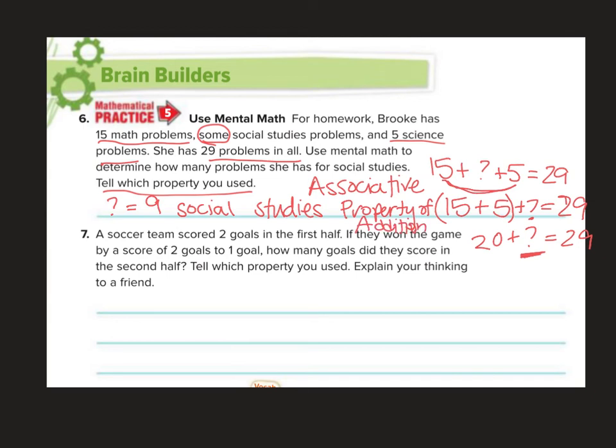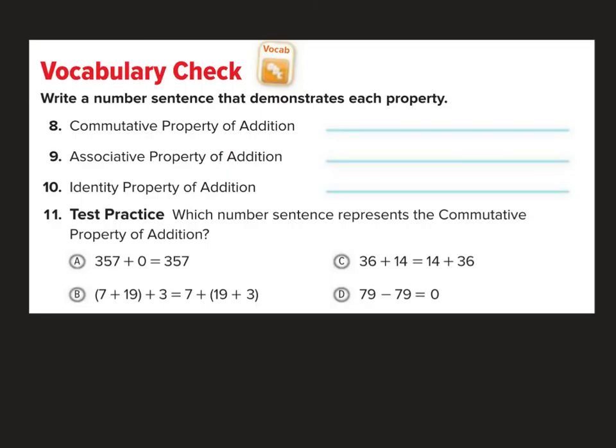Okay, in hopes of making this video a little shorter, I'm going to skip number 7. And let's do a quick vocabulary check. Write a number sentence that demonstrates each property. So a number sentence is just using that, like 1 plus 5 equals 6. So the commutative property of addition is like 3 plus 5 equals 5 plus 3. Notice how those just flip-flop, flip-flop. That's commutative property of addition.